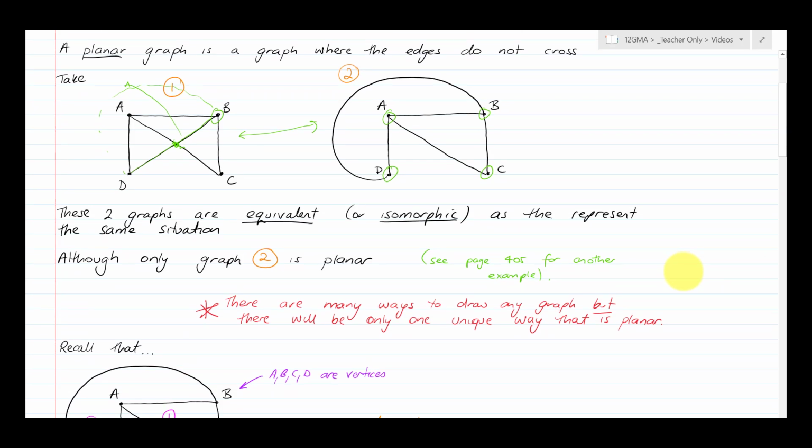Only graph 2 is planar, and there's some more examples in your textbook. There are many ways to draw a single graph, but there will always be only one unique way that is planar. That's really important. Now, you've got to keep in mind, this is the planar version of this graph. I could pick it up and rotate it. I could change the length of edges. I could move C into here, but it's still the same graph essentially, if it's planar.